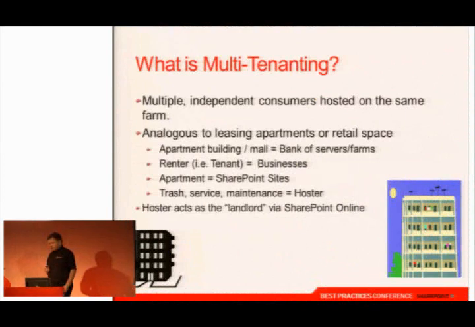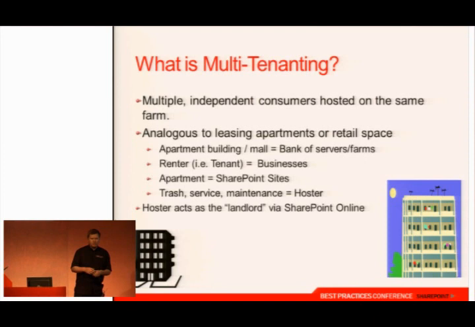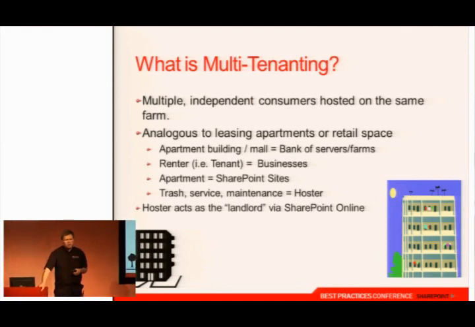So having said that, just an overview. Anyone in the room not have an idea of what we mean when we say multi-tenant? Does multi-tenancy make sense? Yeah. So think about a SharePoint farm.